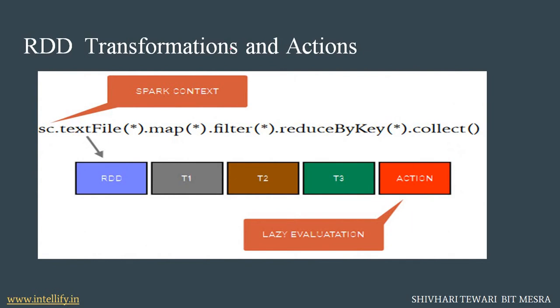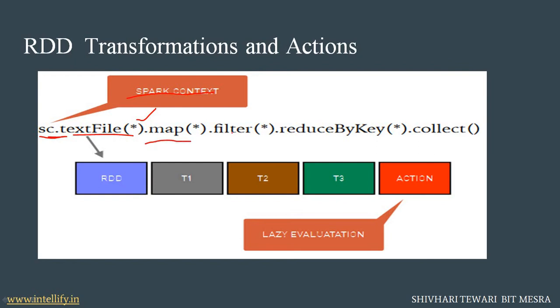Now, how does an RDD transform and take actions? So here is the code. sc means Spark context. Then there is textFile(*). If you know SQL, star is used for the particular keyword, or we can say the particular attribute or tuple which we want to evaluate, or which we want to retrieve from the table.